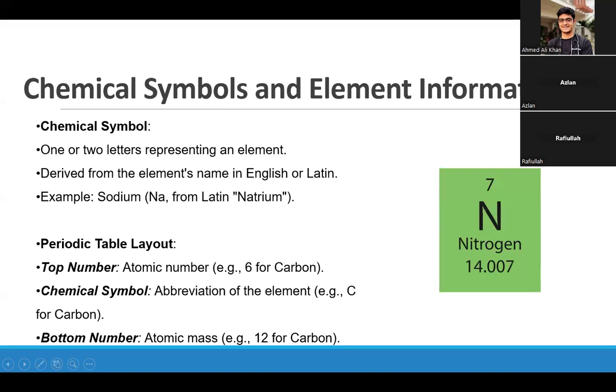Now, you have elements in the periodic table, and when you zoom into one of those elements, they look somewhat like this. For example, we have nitrogen here, and every element has a chemical symbol. It can be a 1-letter or a 2-letter symbol. Nitrogen is N, sodium is Na, oxygen is O, calcium is Ca, and chlorine is Cl. So every element has its own identity, its chemical symbol.